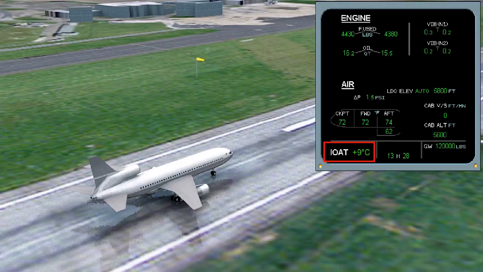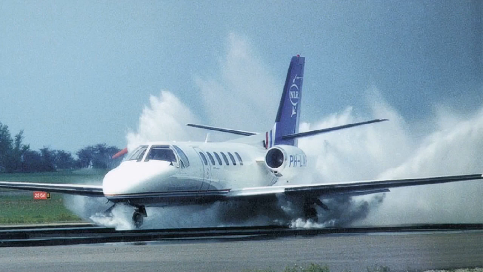Intake icing will occur if the ambient conditions are conducive to it. Typically, these conditions are: 1. An indicated outside air temperature of below plus 10 degrees Celsius. And 2. The presence of visible moisture, that is, fog or any form of precipitation, or alternatively, standing water on the runway, or if the RVR is less than 1,000 meters. In these conditions, the operator should select the engine anti-icing system.